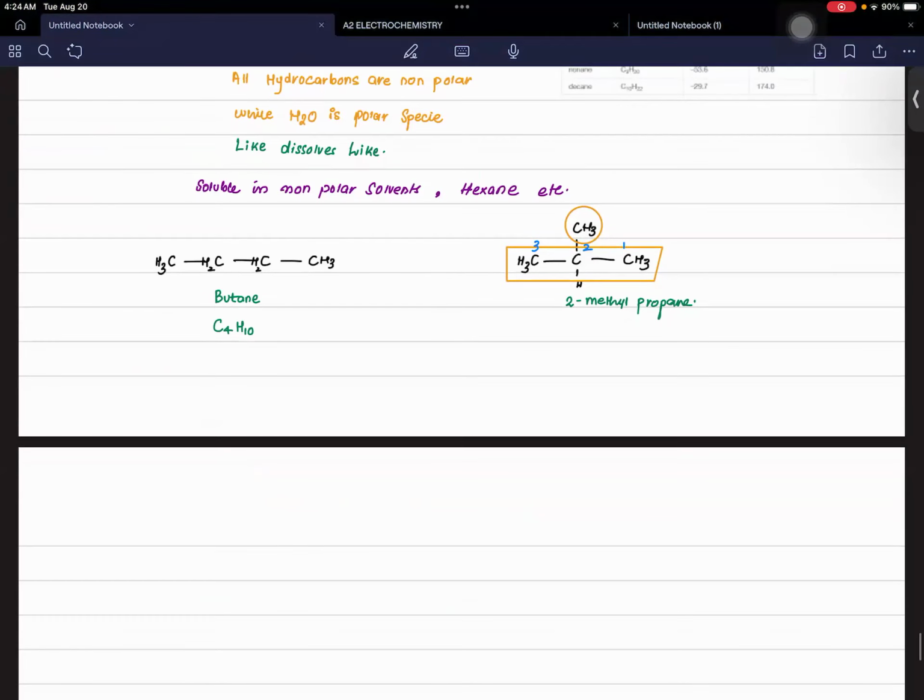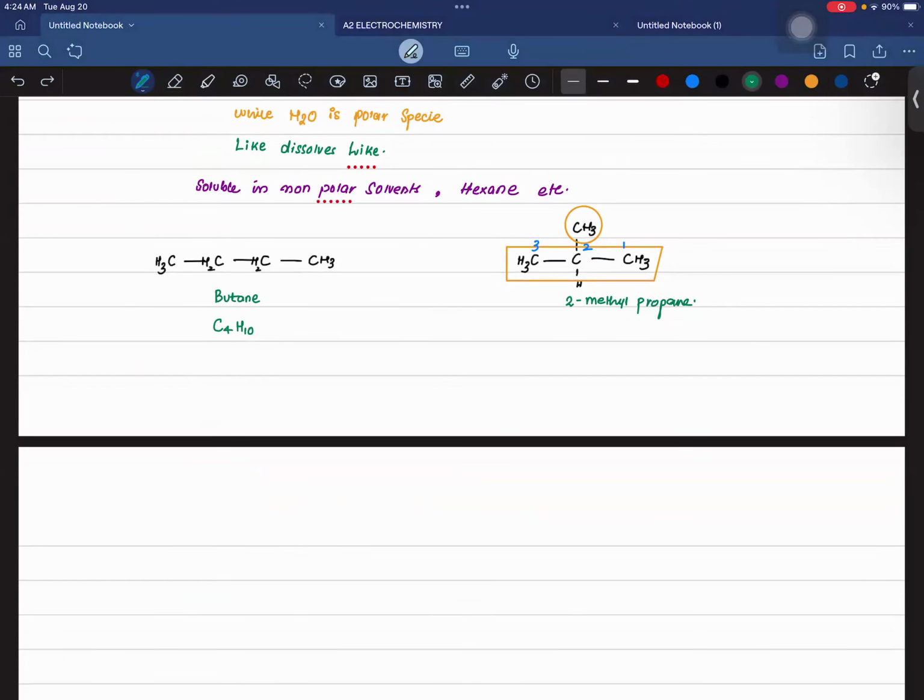So can you tell me which one has a high melting point and which one has a low melting point? You have two compounds whose chemical formula is the same, as you can see, C₄H₁₀. So would they have the same melting point or different melting points? If you say they have different melting points, then you have to mention which one would have the low melting point and which one the high melting point.